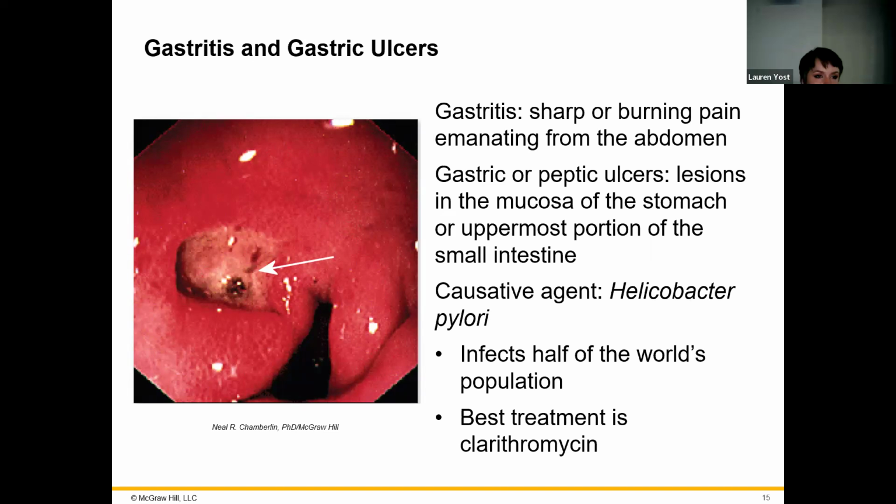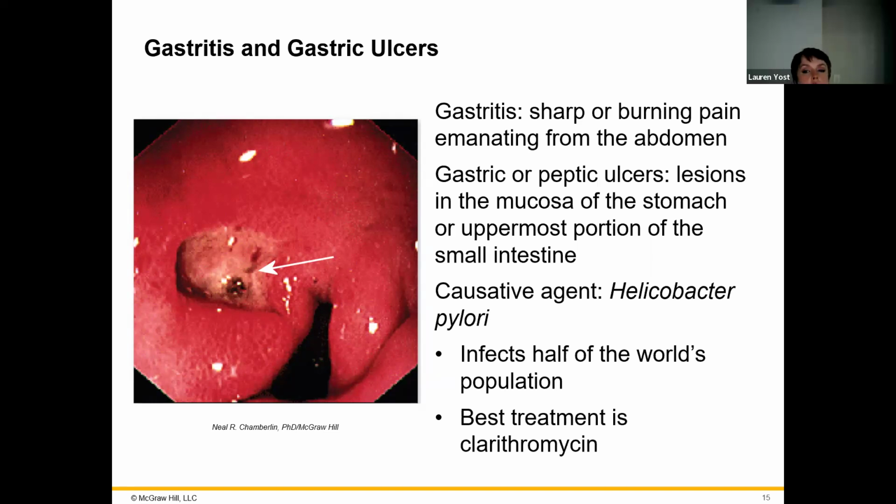All right, moving on. Gastritis and gastric ulcers. So gastritis is when we have sharp burning pain emanating from the abdomen, and gastritis is usually more commonly associated with the upper part of the GI tract, so we're talking mostly the stomach here. And so gastric or peptic ulcers are these inflamed lesions that can form in the stomach and upper part of the small intestine.